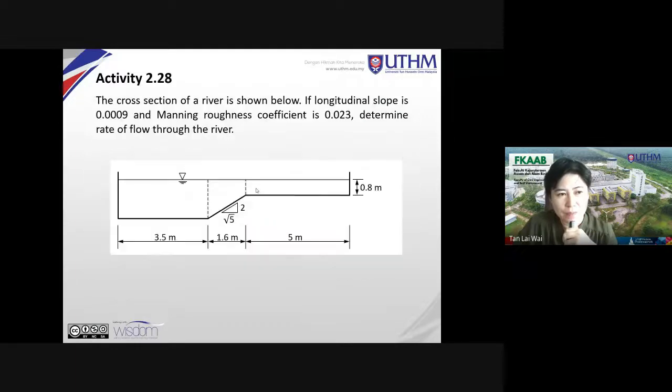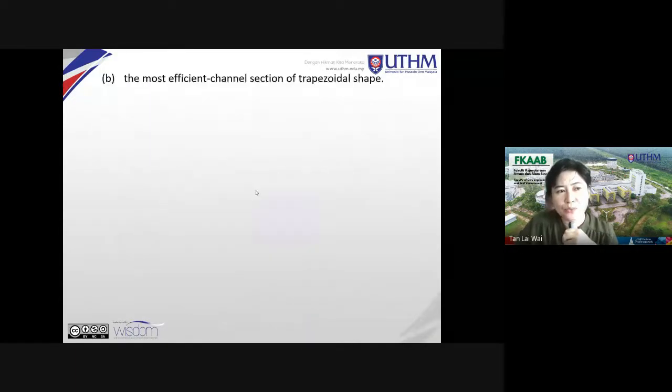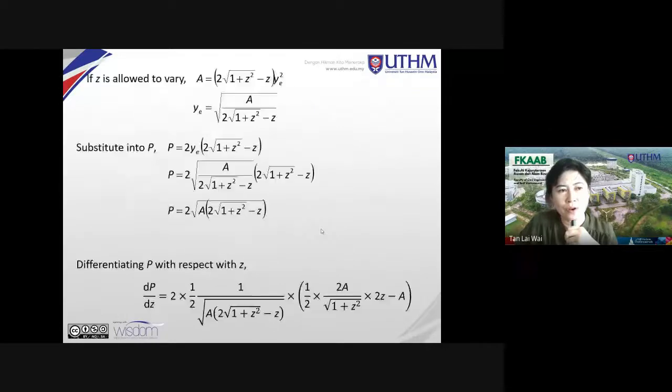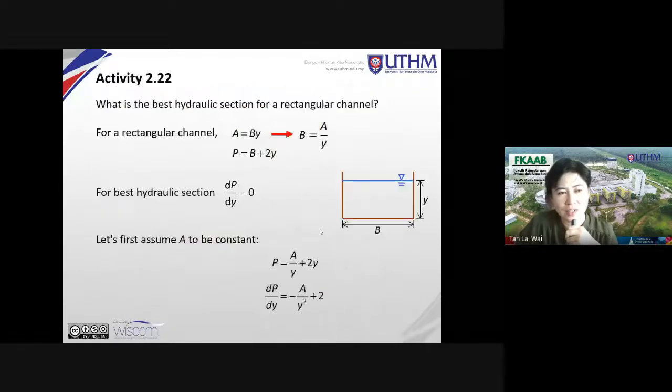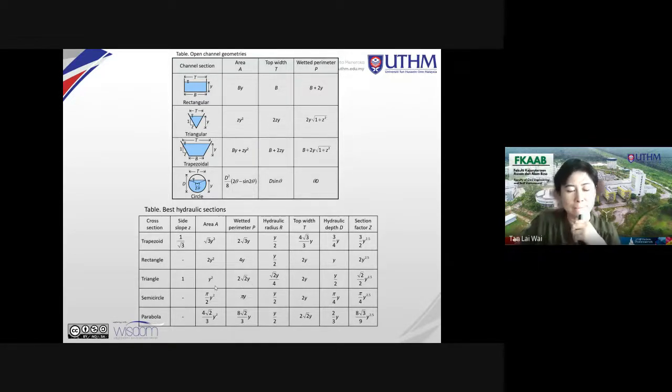But I believe in your assignment there is one question where you actually have to prove that for a triangular channel, the best section would be when Z equals 1. You have to show that. Okay, so I'm going to end our class today right now.